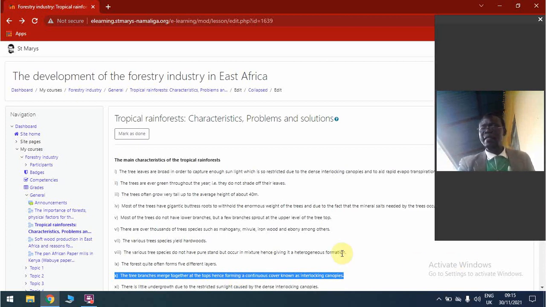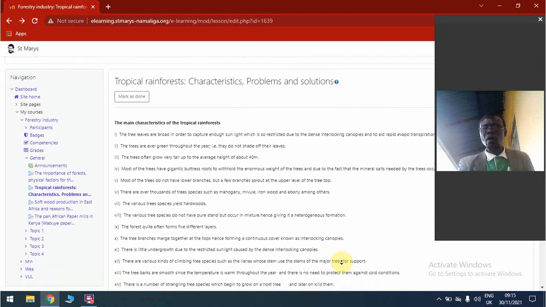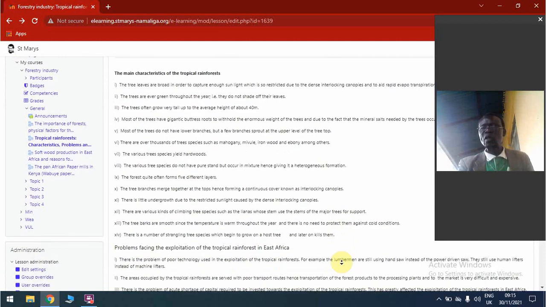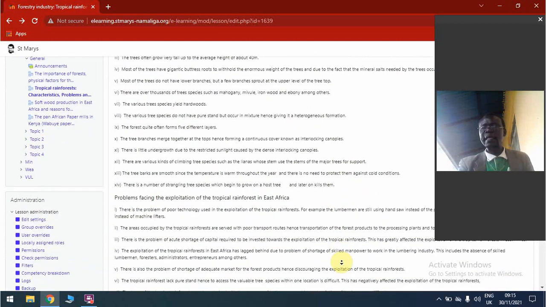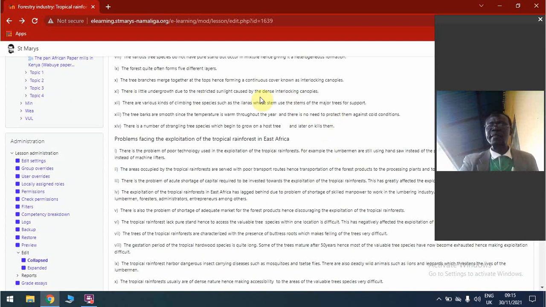So that is a very important characteristic of the tropical rainforest. They have continuous cover of what we call the interlocking canopies. Now, as I said, these interlocking canopies prevent light from reaching the floor of the tropical rainforests. So this therefore means that at the ground level, on the floor of the tropical rainforest, you don't have other trees growing. You don't have shrubs, you don't have these small trees.